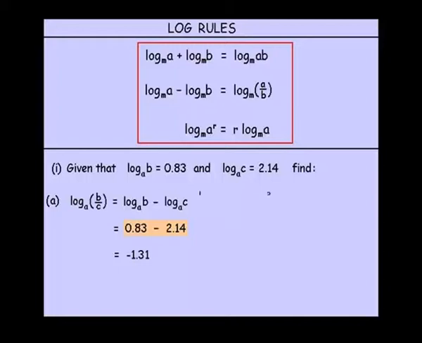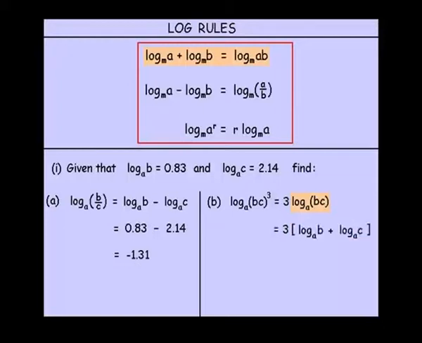Very good. Part B, we're asked to find the log of BC to the power of 3. Well, firstly we're going to use this rule because we have an indice there. That 3, the BC to the power of 3, we can write at the front. We can just take it out to the front and write it as 3 times the log of BC. Now that log of BC, we can also break up using the first rule we looked at. On the right side there, it's a product. Log of AB we can write as log of A plus log of B. So we can write then 3 outside of log of B plus the log of C.